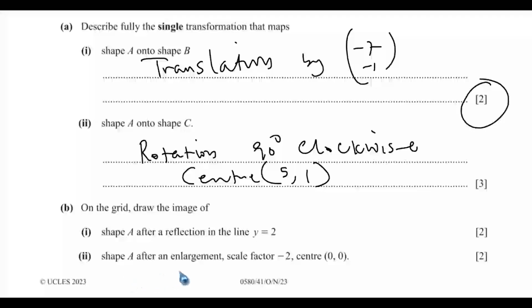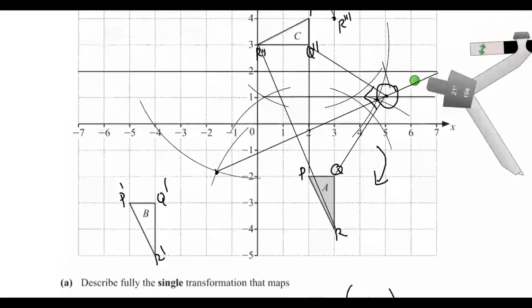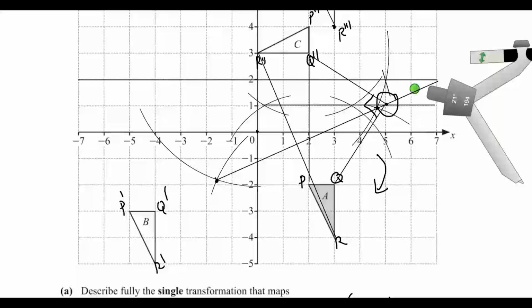Roman figure 2, shape A after an enlargement, scale factor -2, center x equals 0, y equals 0. That is the origin. So let's start with the center of enlargement here. We'll count the steps from the center of enlargement to each of the points of shape A. Let's start with point P: x equals 2, 1, 2. y is equal to -2 because we counted downward. So this will be 2 against -2 multiplied by the scale factor of -2. So the image will be -4 and 4.